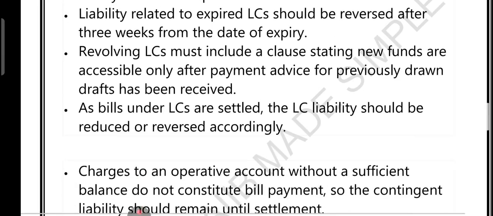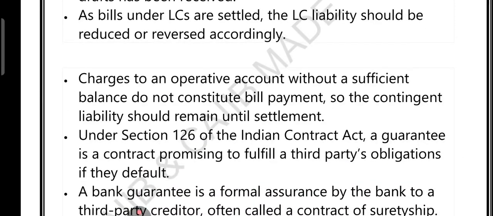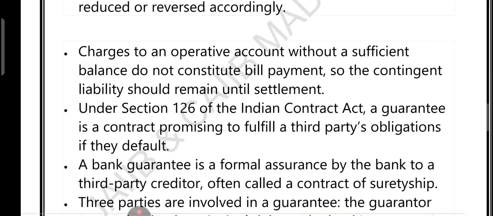Right. Now friends, let's talk about some more important points regarding the charges. Yes, a very important aspect. We will break down the concept of bank guarantee, contingent liability, and terms like EMD, security deposit, etc. Suppose a bank account has insufficient balance and a bill is charged to it. It does not count as a real payment, right? So the liability is still active, so it is called contingent liability, and it stays until the actual settlement.